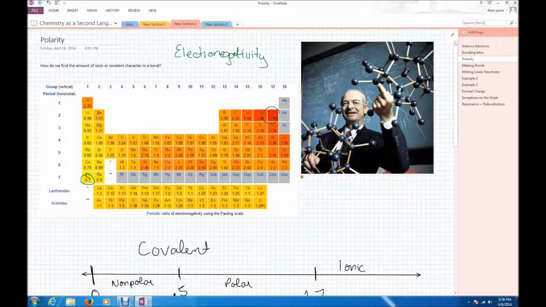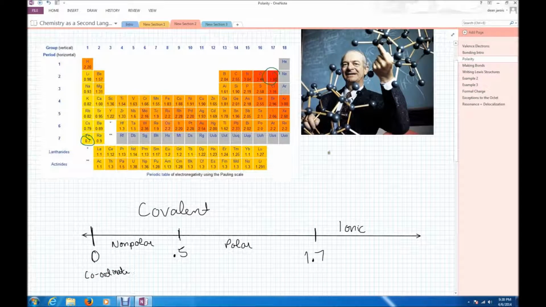Now, this system was devised by another American chemist. This is Linus Pauling. He came up with this system back in the 30s, and he won 2 Nobel Prizes. One of them I know was for vitamin C. I forget what the other one was for, but he became a very famous man. He was, I believe, one of the only people to win multiple unshared Nobel Prizes. But anyways, we can actually tell the covalent or ionic character of a bond by using Pauling's system.